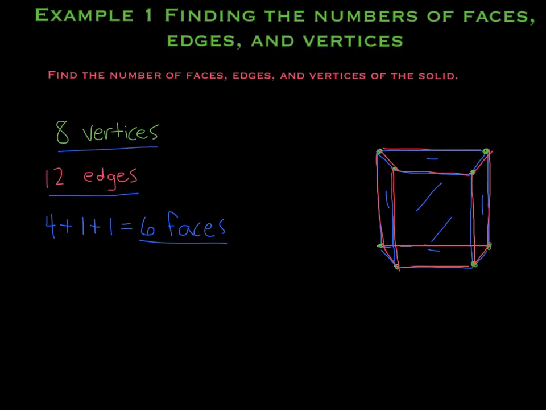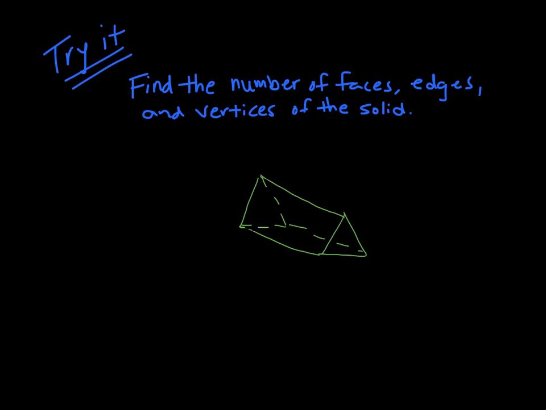Try one on your own. Alright, go ahead and try it. So my shape isn't the best, but you can try to imagine it. You're going to find the number of faces, edges, and vertices of the solid. So you're going to probably want to write out faces, edges, and vertices. And then tell me what numbers each of them are.